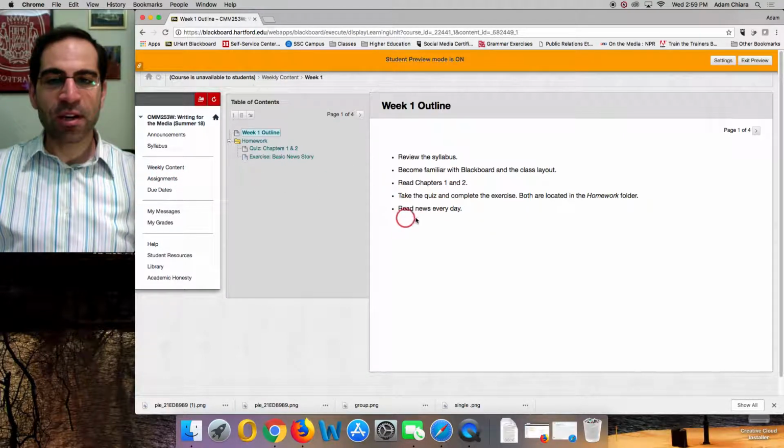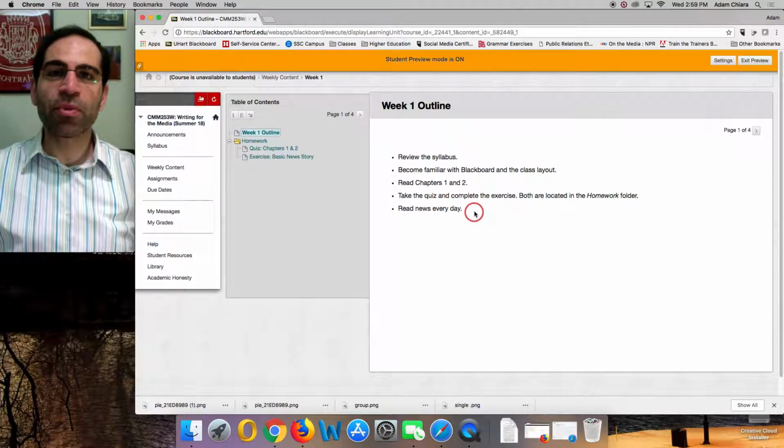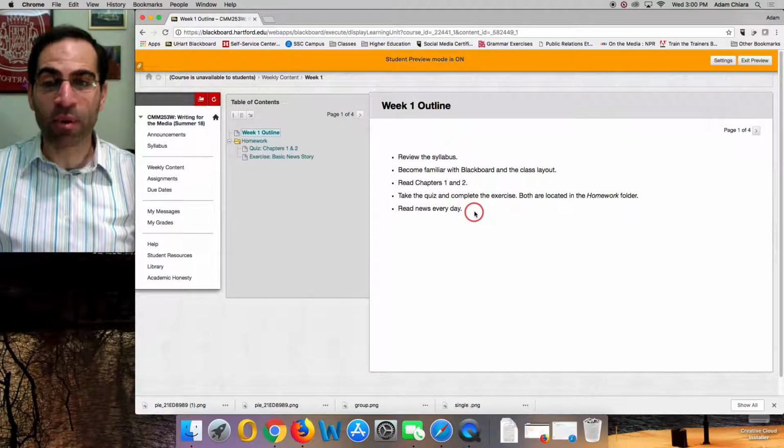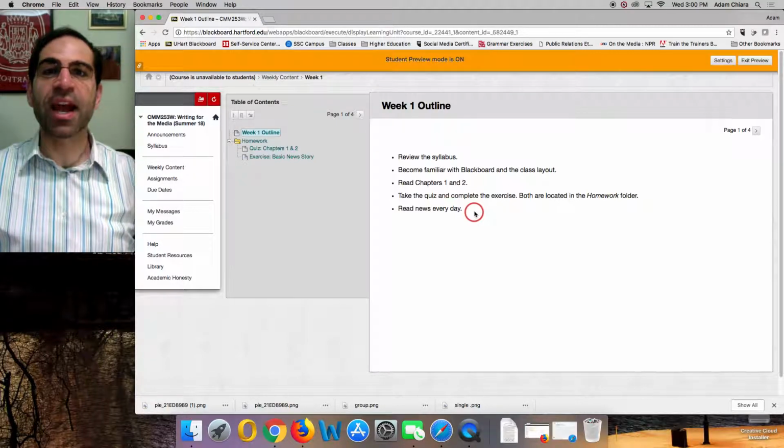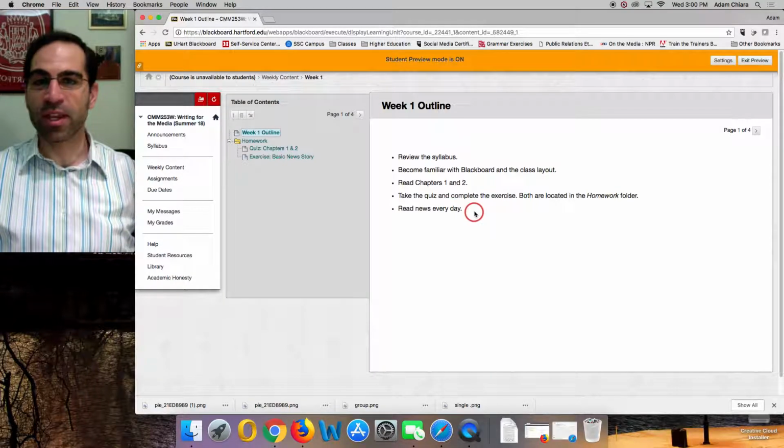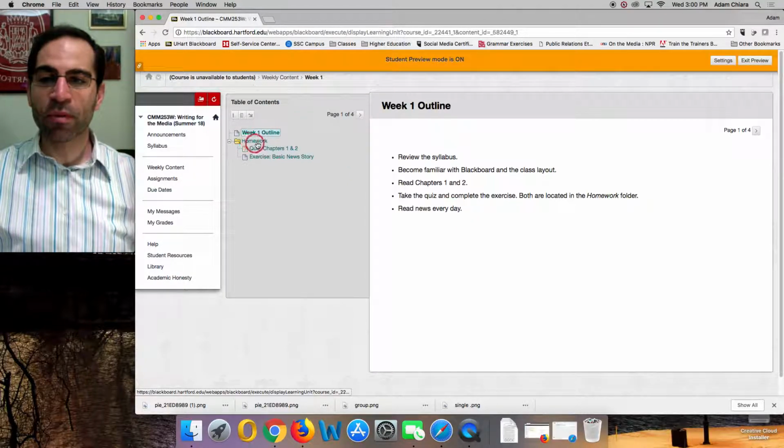And then the last piece here is read news every day. This is going to become more important as the semester goes on. We're going to be talking about what you're reading in the news, but this week, I want you to get started with it. So start reading your local paper, whether it's on paper or online, that covers your town or city. Start reading some national news: Wall Street Journal, New York Times, Washington Post. Just start getting acclimated with the news. This, again, is going to become more important in week 2 and beyond, but I want us to start this week.